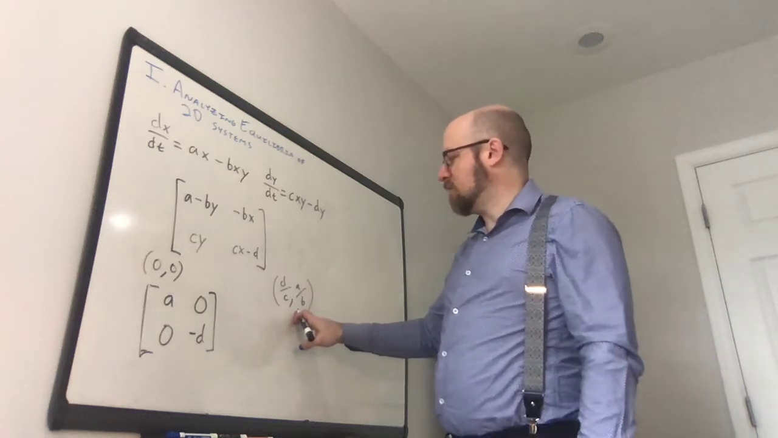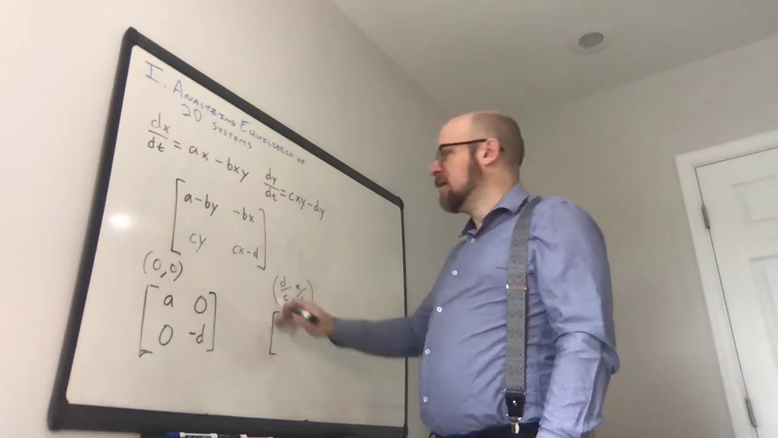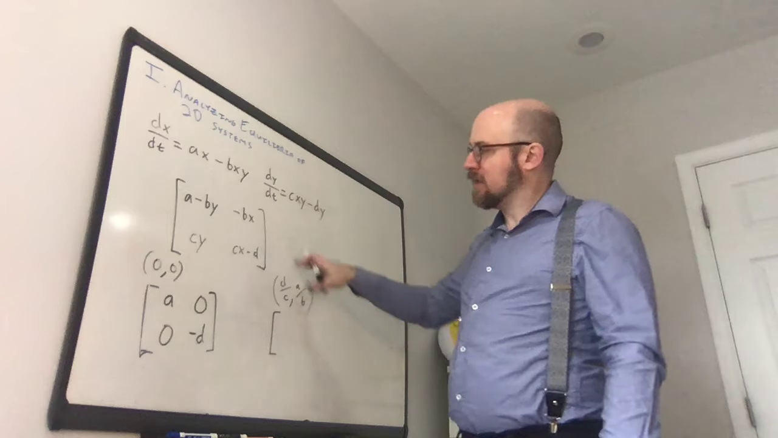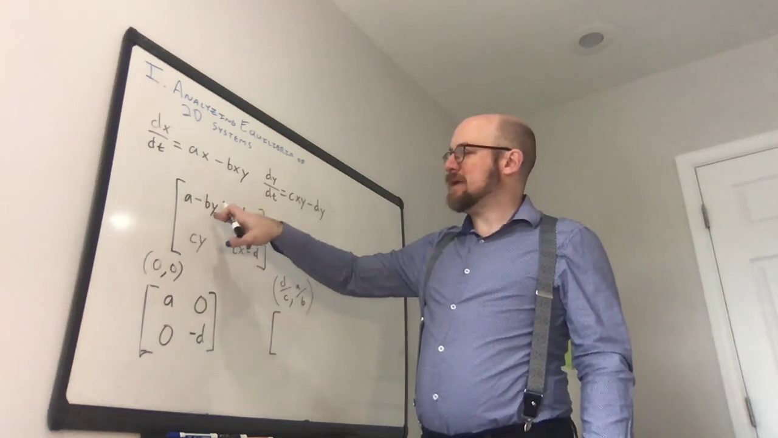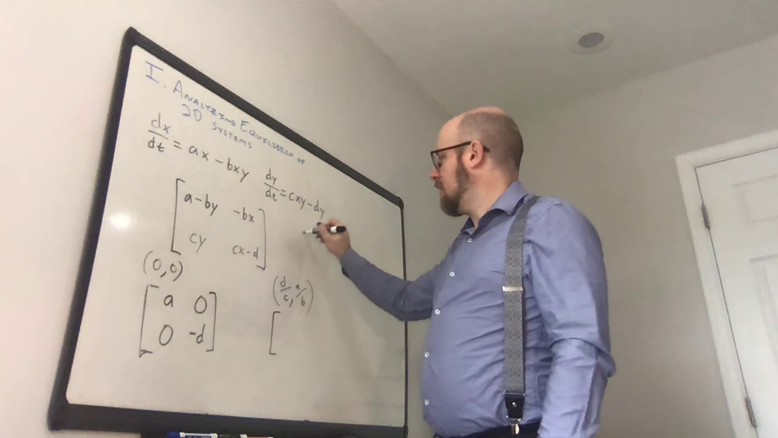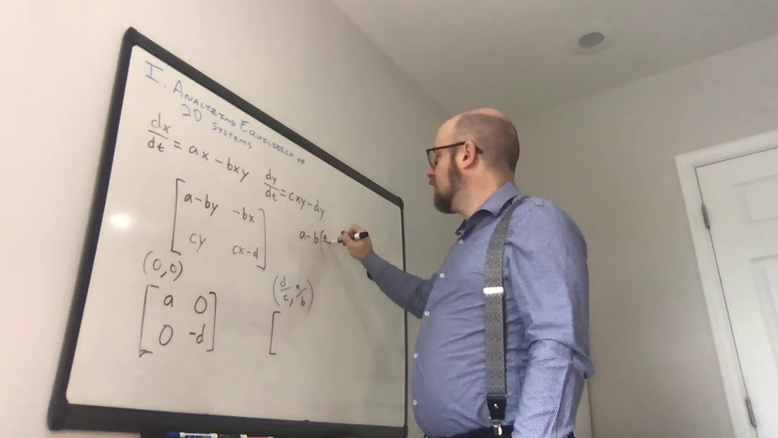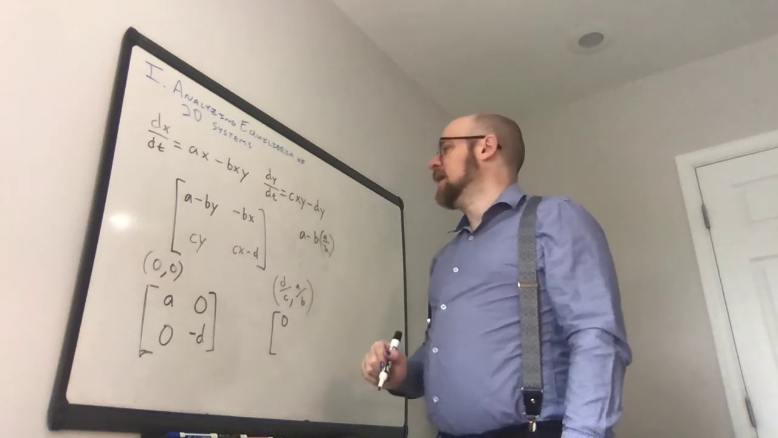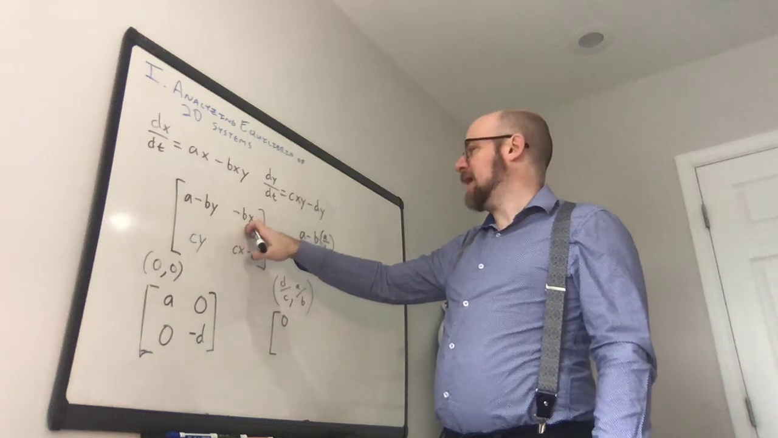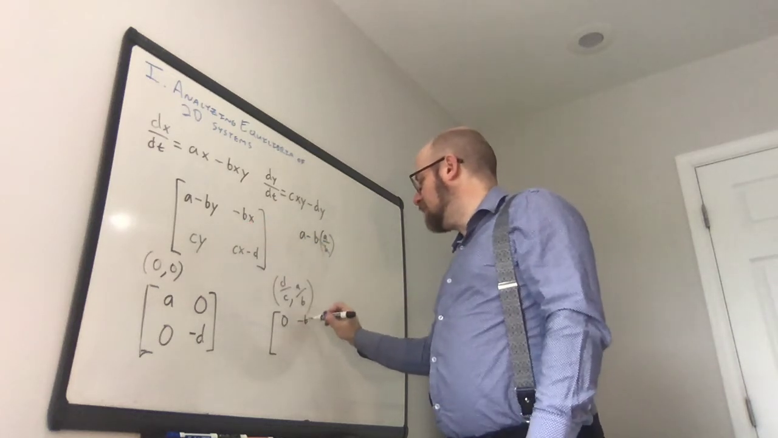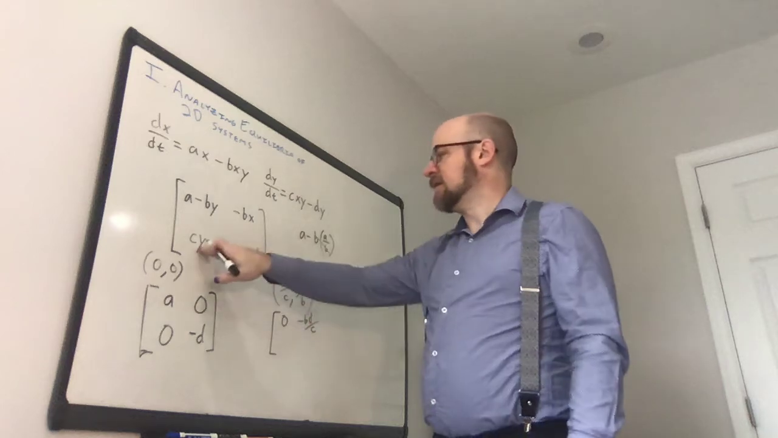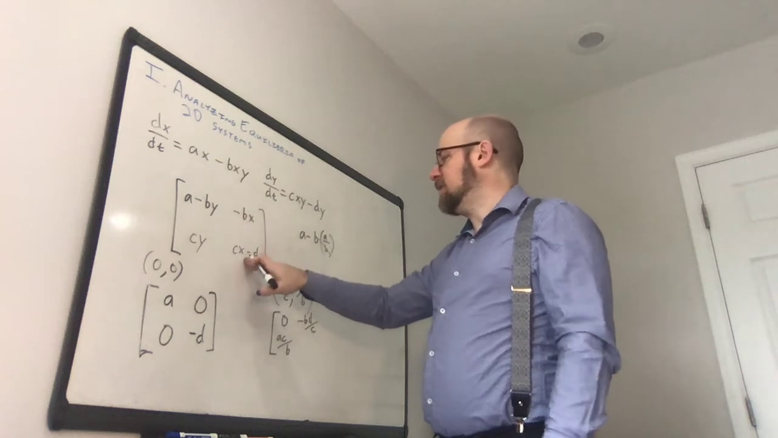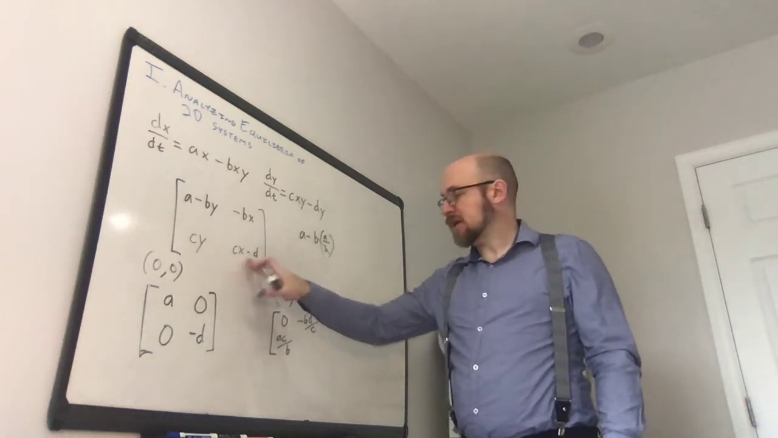Similarly, when we plug in d over c, a over b into our equation, if we plug in y equals a over b, this becomes a minus b times a over b. The b's cancel out, the a's cancel out. This becomes 0. If we plug in x equals d over c, we get negative bd over c. Down here, we get ac over b. And then down here, plugging in x equals d over c, again, we get 0.